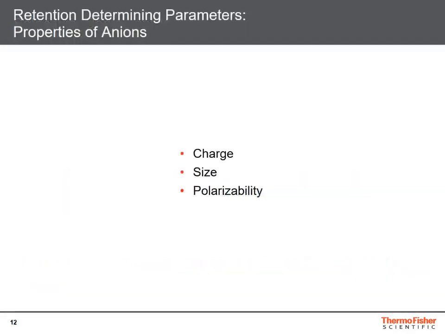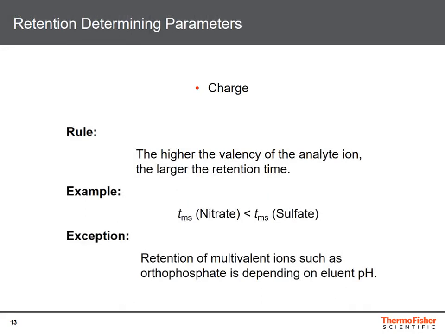The next subject deals with retention determining parameters. Charge, size, and polarizability of an ion are properties that we cannot change as the operator of an ion chromatography system. Regarding the charge of an ion, we have a rule in ion exchange chromatography saying the higher the valency of an analyte ion, the larger its retention time. As an example, we typically observe the monovalent nitrate ion eluting ahead of the divalent sulfate ion, although we can design chromatographic conditions such as very high eluent concentrations where this elution order is reversed.